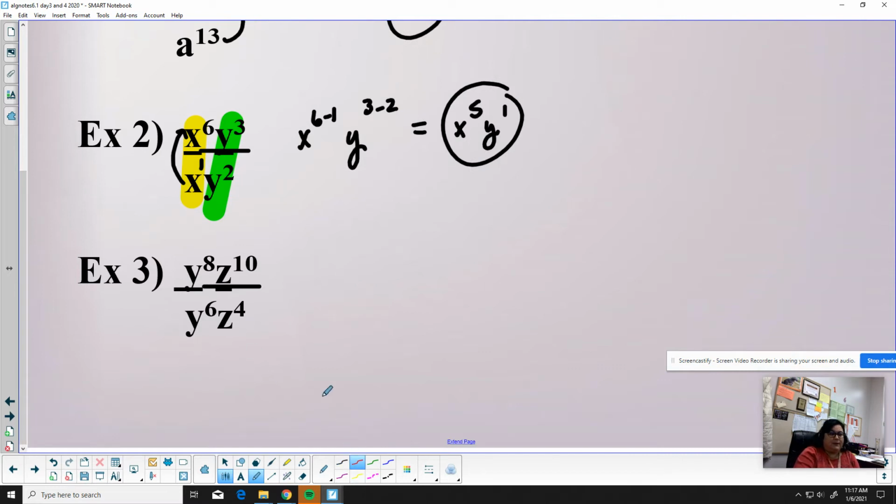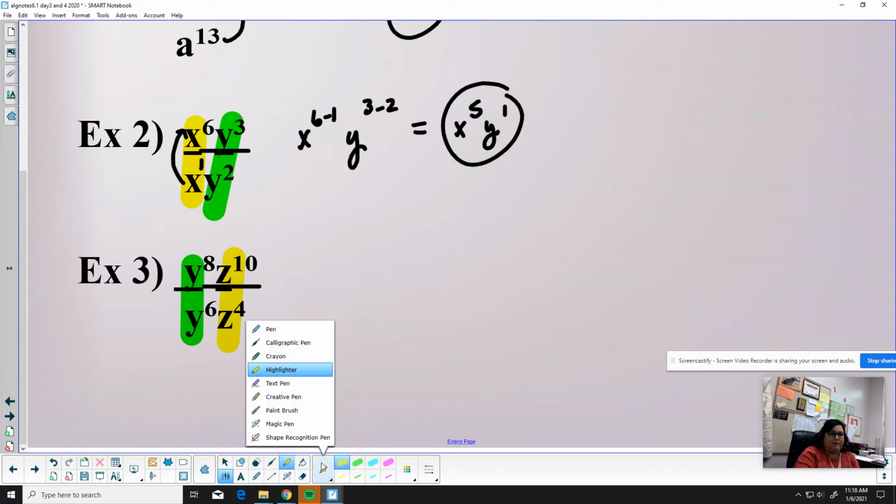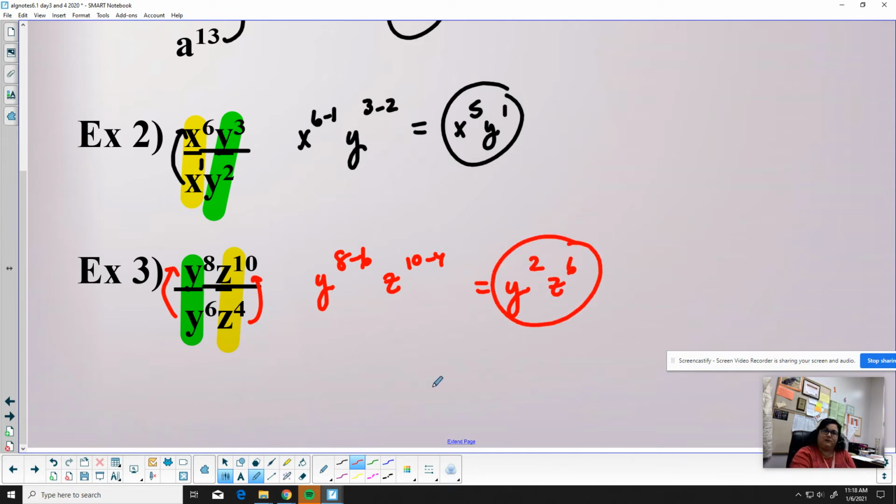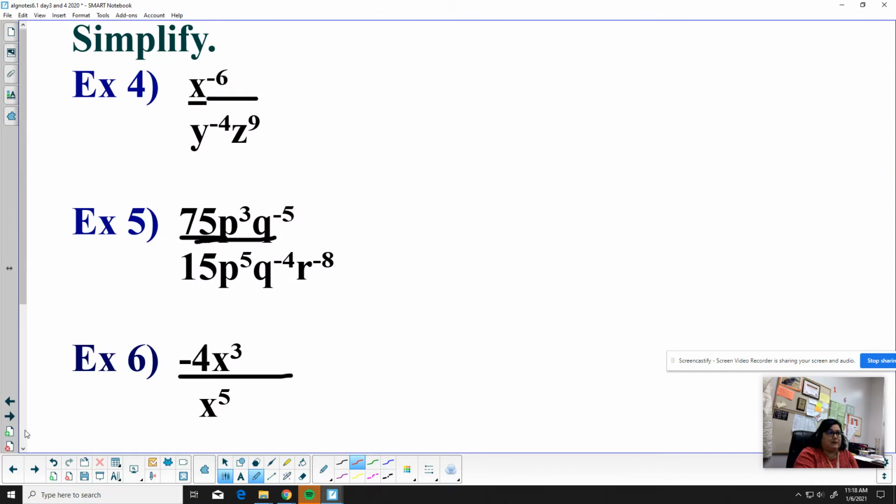All right, so same thing here. I've got some y's and some z's that I need to take care of. And it looks like there's more up top for both of them. So y to the 8 minus 6 and z to the 10 minus 4. So this is y to the 2nd, z to the 6th as my answer. Okay, I hope you're getting the hang of it there. So we're really just looking for same bases, either going to the numerator or denominator, wherever there's more of them, and subtracting the exponents. Okay, let's try this one.